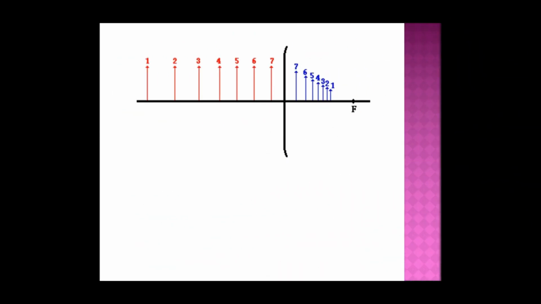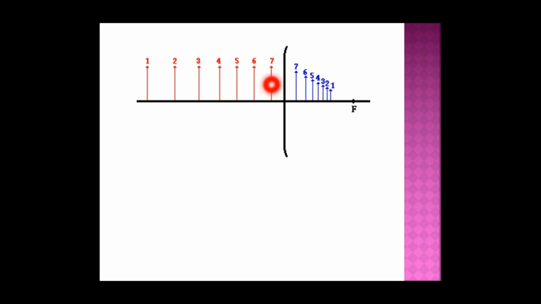Let us look at this picture. You can see the numbers 1 to 7, in red. These are the objects in front of a mirror. And at the back of the mirror are the images formed in accordance with the location of the object.